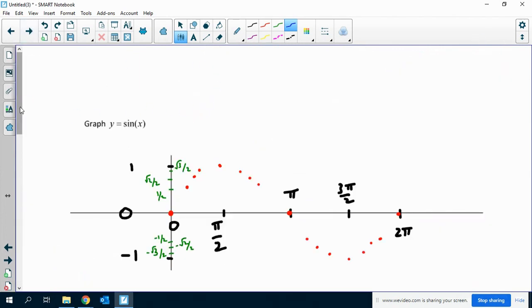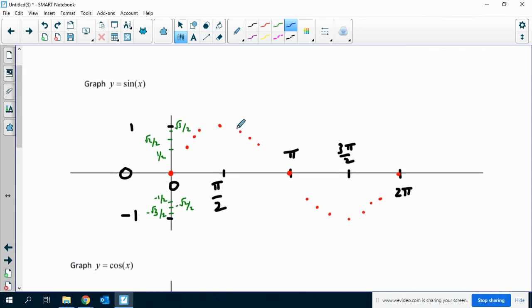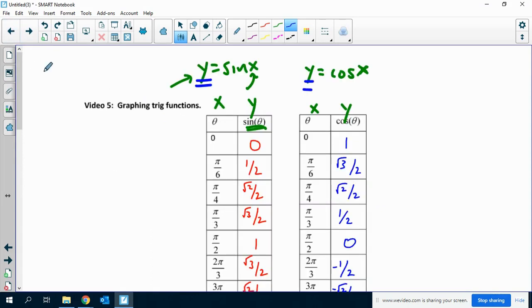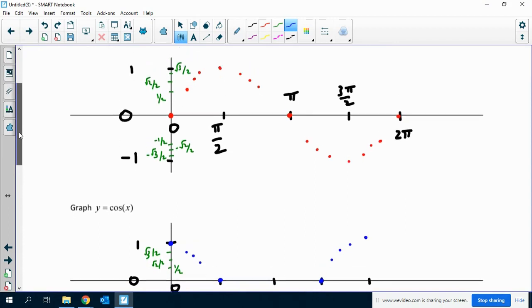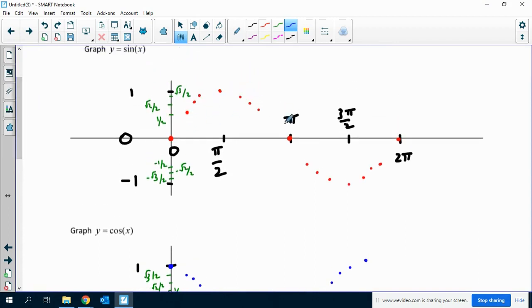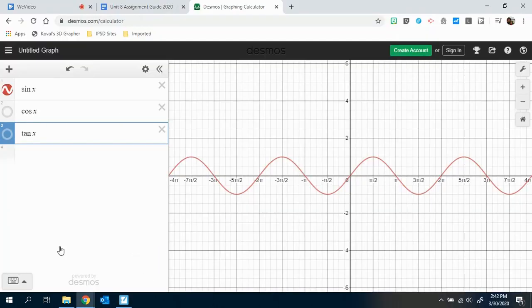Now, I have taken the liberty to plot all of the points that appear to show up back here for sine and cosine. So I've plotted these points. Sine's graph looks something like this, at least when I plot the points, and then cosine's graph looks something like this. If I type in y equals sine x, it looks a lot like what I did, except it keeps going for a very long time.